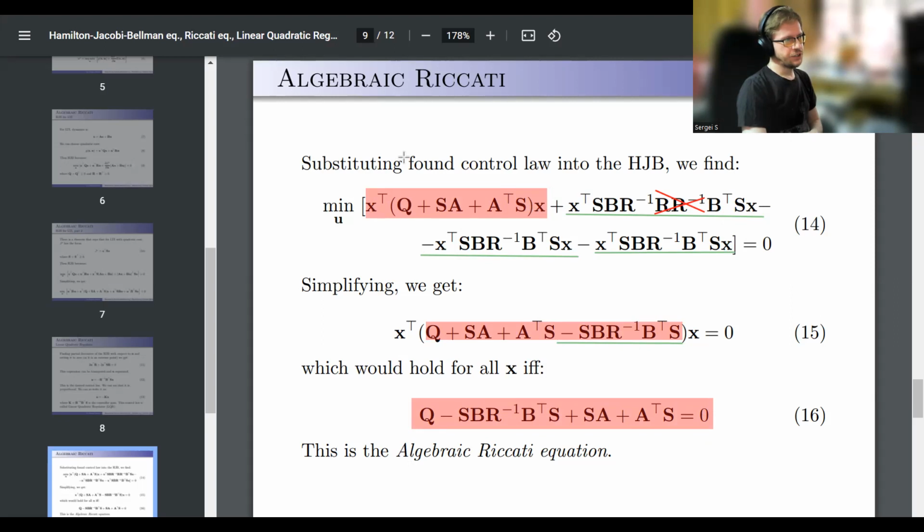So just to reiterate, this minimum over U now goes away because we substitute the optimal control law. But we still are equal to 0, as you remember from the Hamilton-Jacobi-Bellman equation. So this still rests.